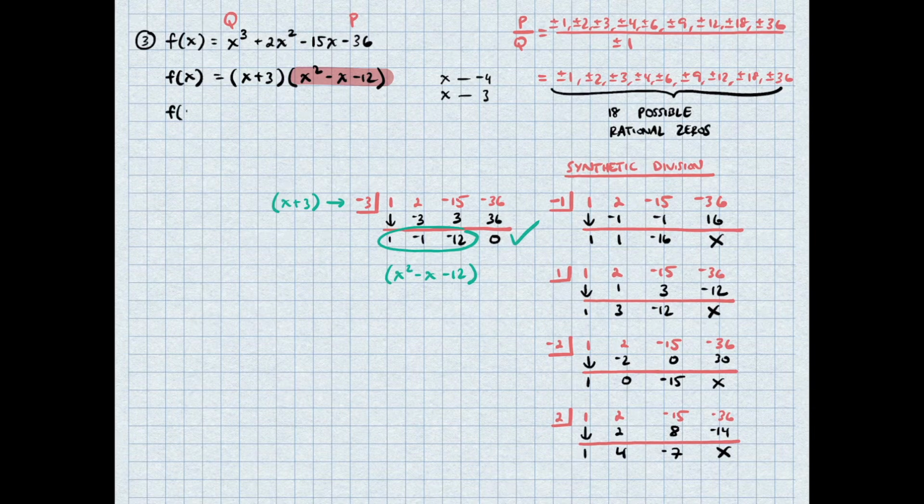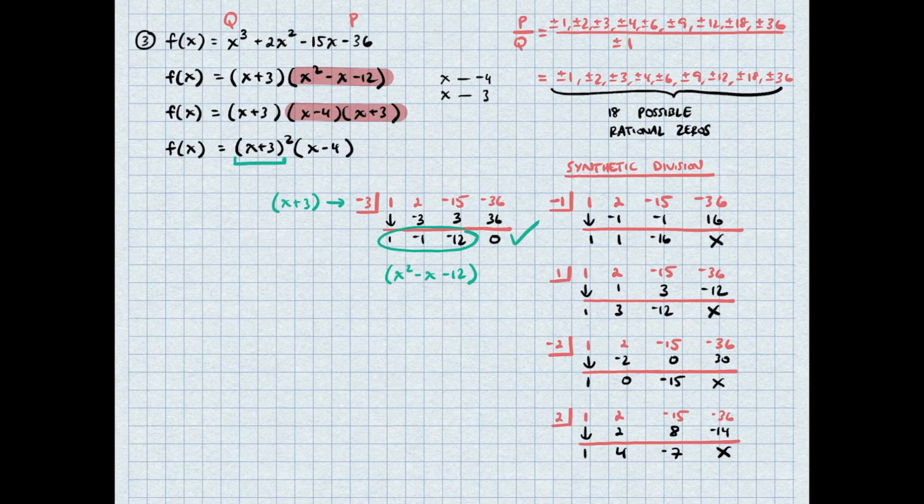Finally, we can write our function as a product of linear factors, so we have here x plus 3, and then we're going to have x minus 4 and x plus 3. The product of these two binomials represents the quadratic above. Simplifying this a bit, we can write this as f of x is equal to x plus 3 squared, since there's two of these binomials, multiplied by x minus 4.